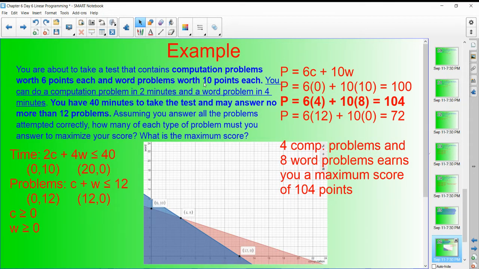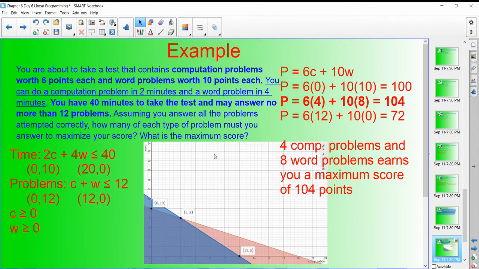What I see here is we want to maximize the points we get on the test. Our restrictions are how much time we have, and we can't answer more than 12 problems. So that's where my parameters are. I graph them. My points equation, in this case, I want to maximize. I get 6 points per computation problem and 10 points per word problem. I find that if I do 4 computation problems and 8 word problems, I get 104 points. I do exactly 12 problems, so I maximize the number of problems and the number of points. I do really well on the test, and I'm super happy.